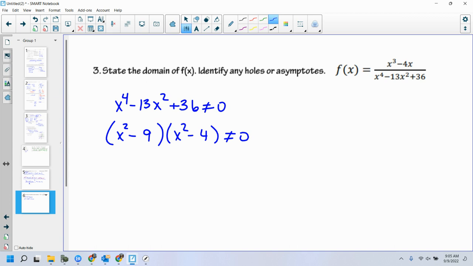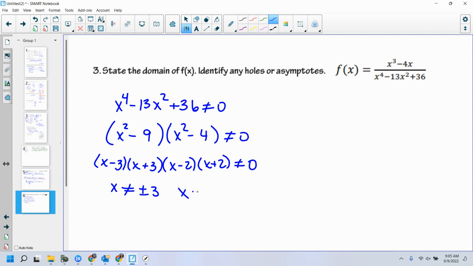All right, well, guess what? I can factor even those down. So x minus, oops, not 9 anymore, 3, because those are differences of squares. Okay, so my domain is that x cannot be plus or minus 3, or plus or minus 2. I will be lenient on that. I will not make you do interval notation. I'm okay if you just give me that for the domain.